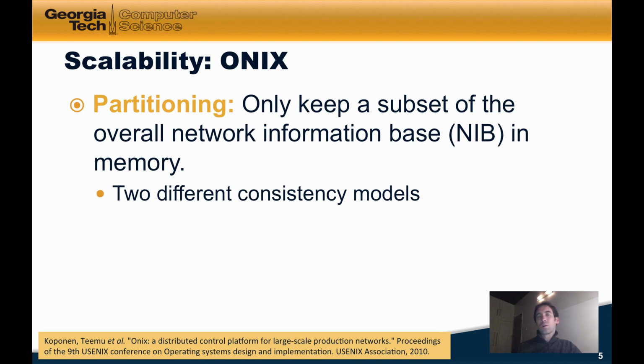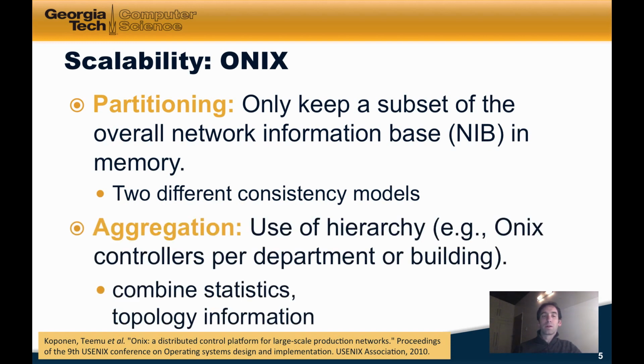The ONIX controller takes advantage of two different consistency models. One is a strong consistency model that ensures that different replicas are strongly consistent at the expense of some performance. The other is a weaker consistency model that is more efficient about passing information around more quickly.